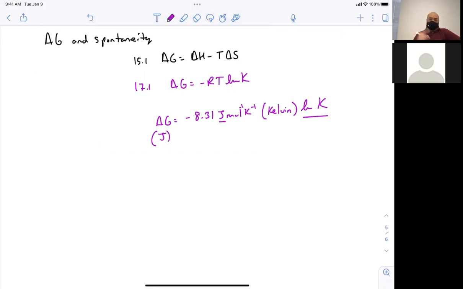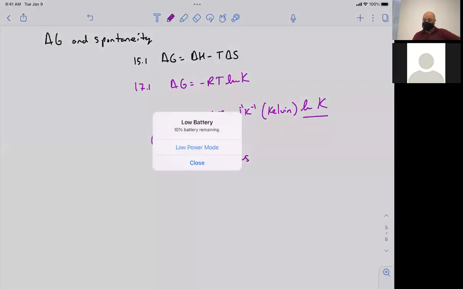Now, what kind of delta G do we want so that the reaction is spontaneous? What kind of delta G do we want? Yes, Lucia. Negative. So you want less than 0 for spontaneous. So you want delta G to be less than or equal to 0 for spontaneous.